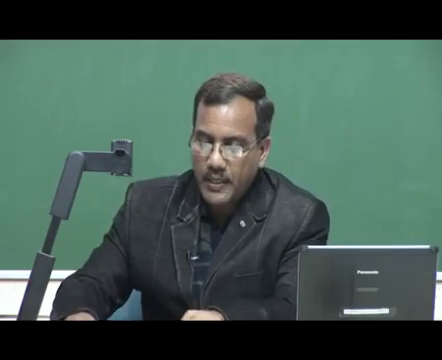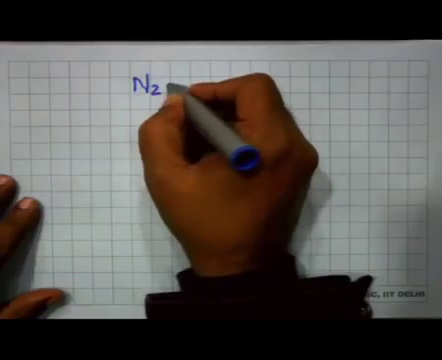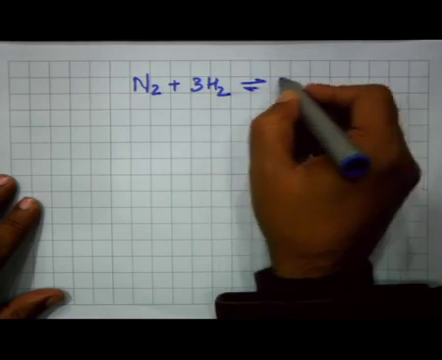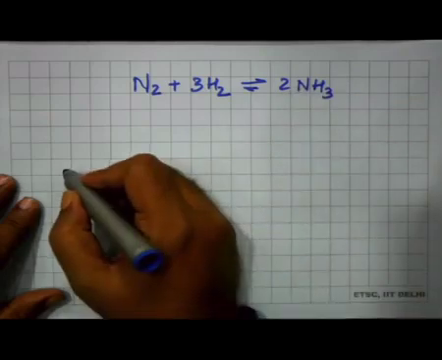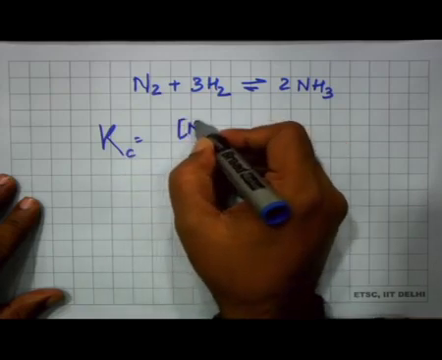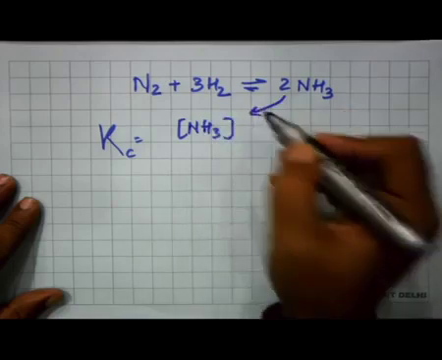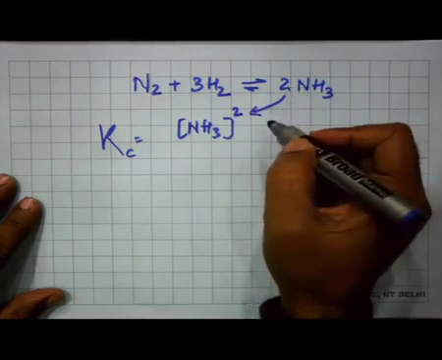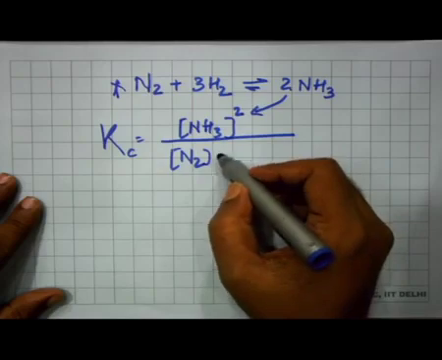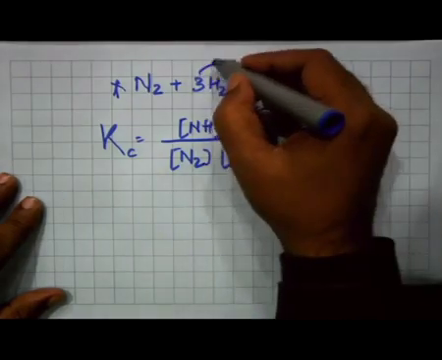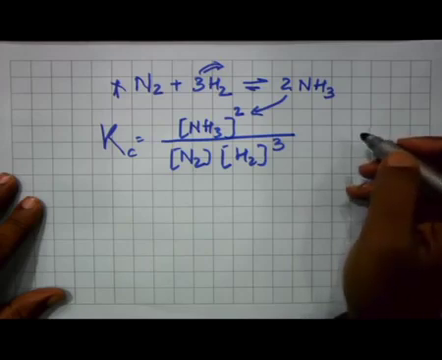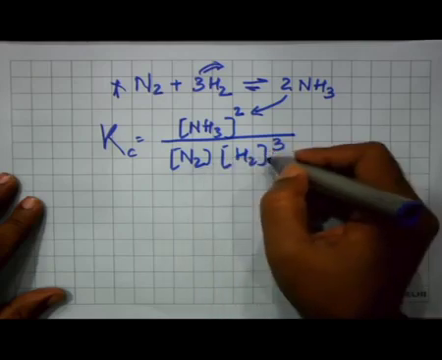So, suppose I take a reaction N2 plus 3H2 giving you 2NH3. In that case, Kc will be [NH3], the product. So, you see product squared, since the stoichiometry is 2, divided by [N2], this comes from here, multiplied by [H2], and since 3 molecules of H2 have been used, put 3 here. This is how we calculate the equilibrium constant: [NH3]^2 divided by [N2][H2]^3.